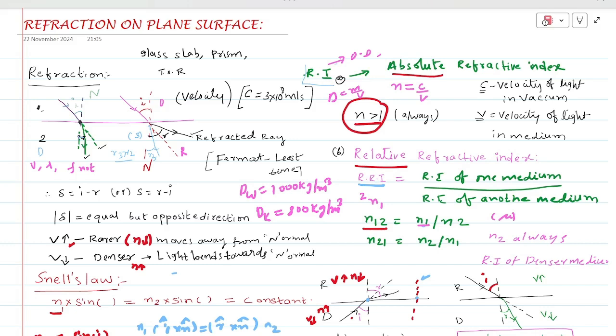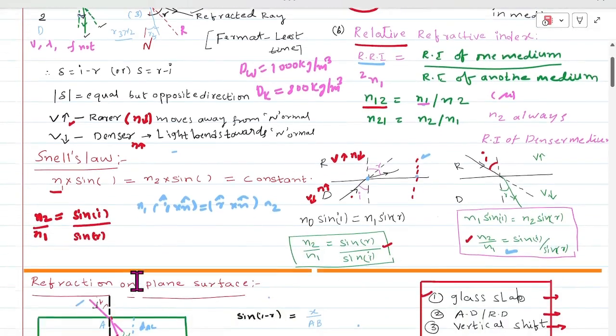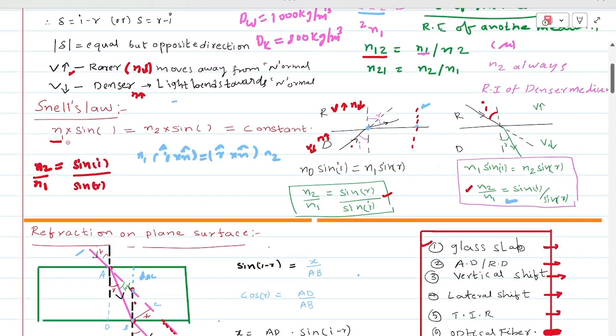Coming to the laws of refraction, Snell's law. Snell's law states that n1 sin i equals n2 sin r. In some books they write Snell's law as sin i by sin r equals a constant, but this is valid only for a light ray traveling from rarer to denser medium.